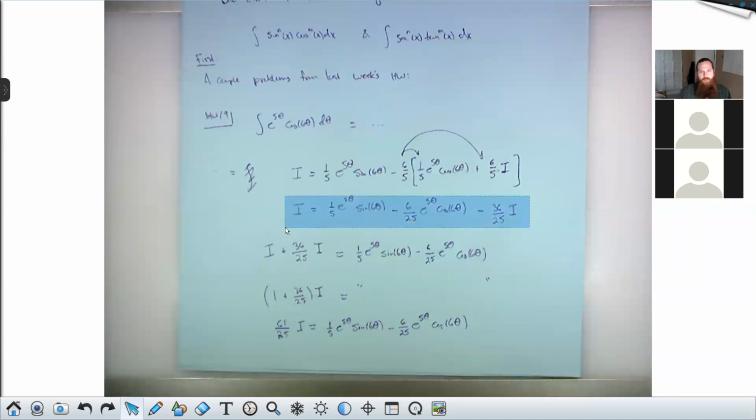So this is the line that they stopped at in step 6. You distribute this constant, and that gives you my integral equals all this stuff minus this constant times my integral. So you add this back over, and you get my integral plus 36/25 times my integral equals all this stuff. Factor out the I, and then you're going to divide by this constant, and that will give you your answer.